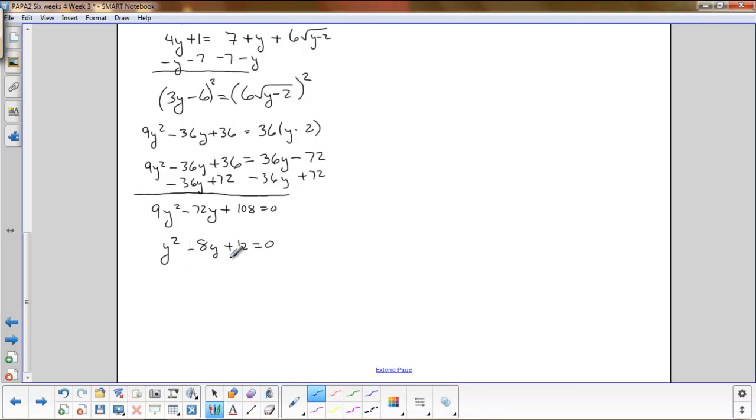Factoring that out, what two numbers multiply together to make 12 and add up to 8? That's going to be 6 and 2. So that's y minus 6 and y minus 2. My solutions are y equals 6 and y equals 2. Checking for extraneous solutions, they both work. That one's the most complicated problem on the entire notes page, so look carefully at it before moving on.